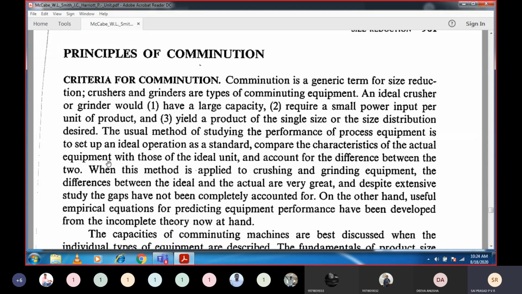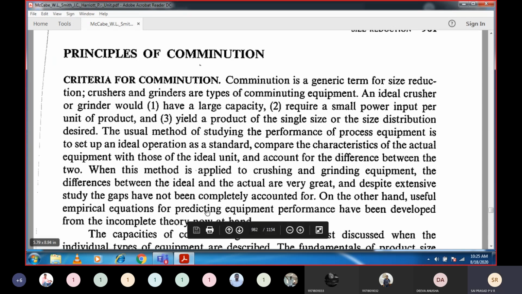What is the actual equipment? Once you find that the power consumption is less for the given operation and there is no loss of solid particles... Remember, if you get big size particles, that is a loss; smaller size particles are also a loss. But if you say I need 1 centimeter, and 90% of the solids are converted to 1 centimeter, then your equipment is a good equipment. Remember this.